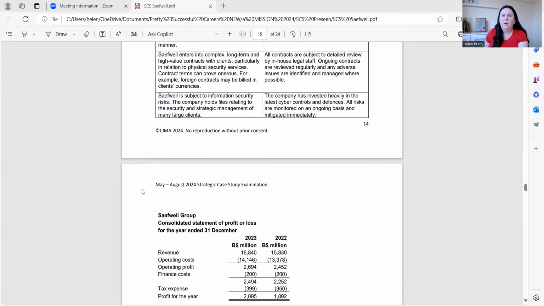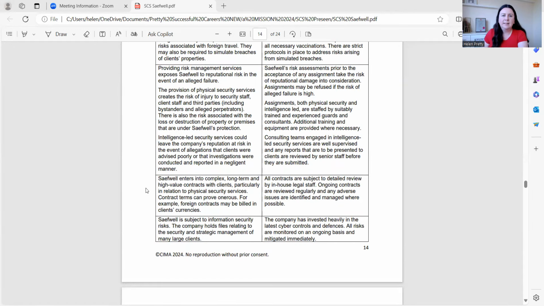Another principal risk for us on page 14 is that Saefwell is subject to information security risks. The company holds files relating to the security and the strategic management of many large clients. How do we mitigate this risk? The company has invested heavily in the latest cyber controls and defences. All risks are monitored on an ongoing basis and mitigated immediately.